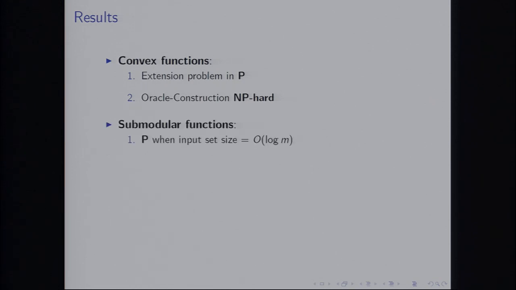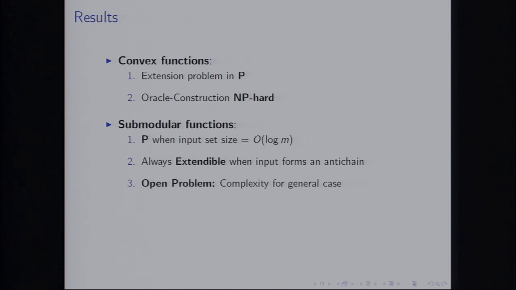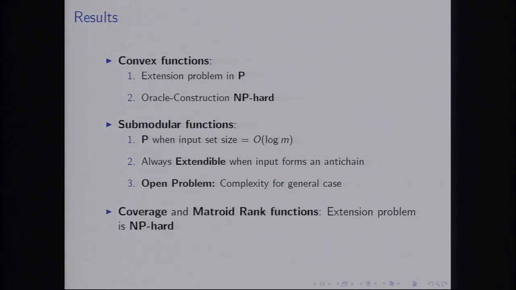Next we consider submodular functions. Here we have the result that when the input set size is small, of order log m, then it is polynomial time solvable. And when the input forms an anti-chain, then it is always extendable to a submodular function. One open problem is that we don't know the complexity when the input set size can be arbitrary, not small, can be anything. And for coverage and matroid rank, we proved that extension is NP hard.